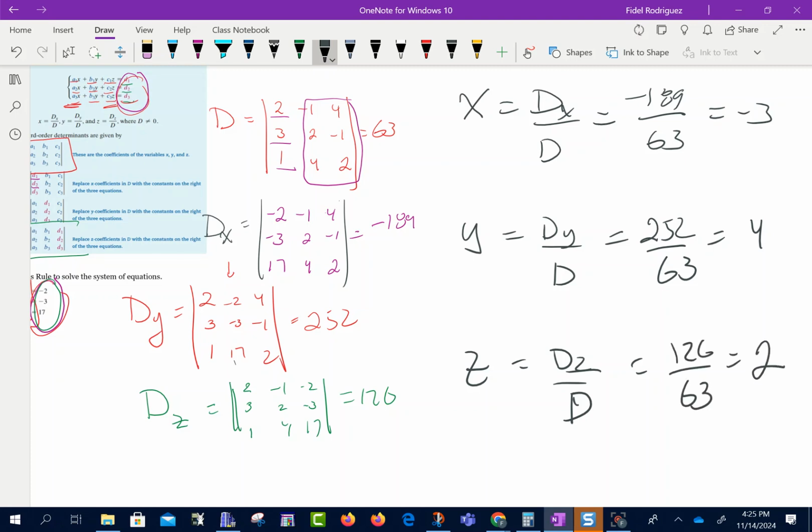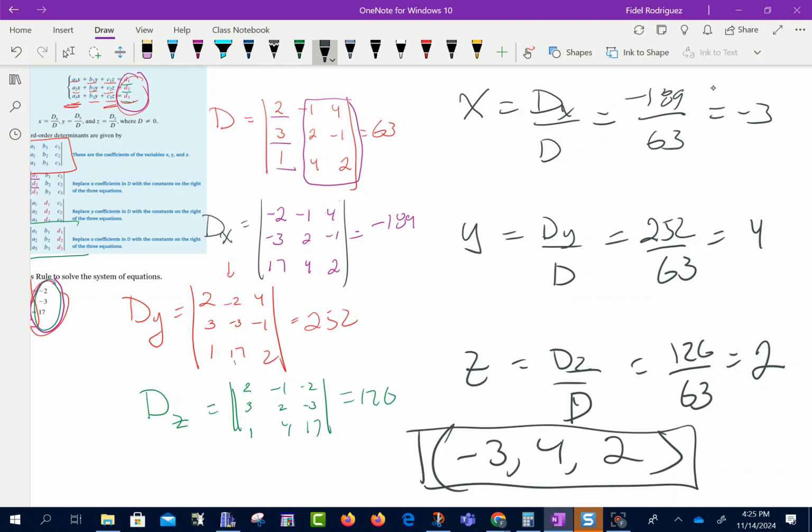I believe that's 2. So the solution here is -3, 4, and 2. Okay, that is 5.3.